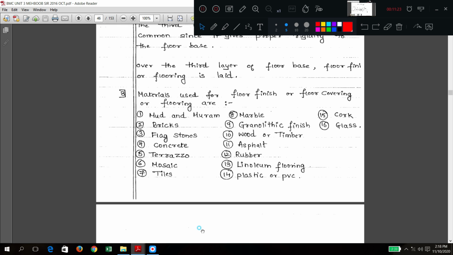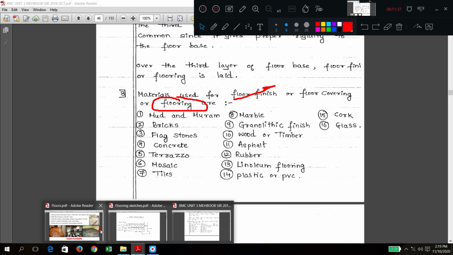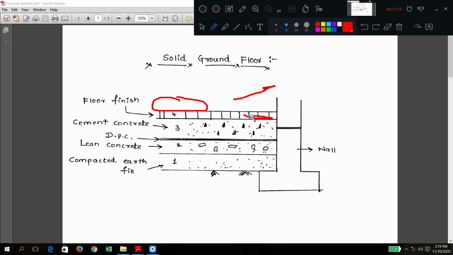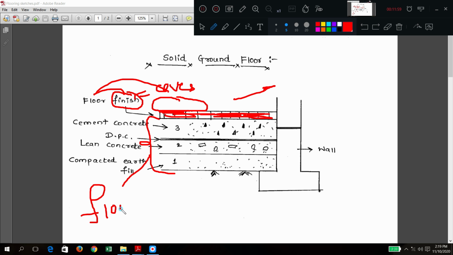So in this one, what are the different materials which can be used as a finishing material? What is the topmost layer? So this top layer, what type of materials can we use for the floor covering? Here finish is there. Finish is nothing but cover itself. You understand. Floor finish is nothing but floor covering. All the three things below are floor base.